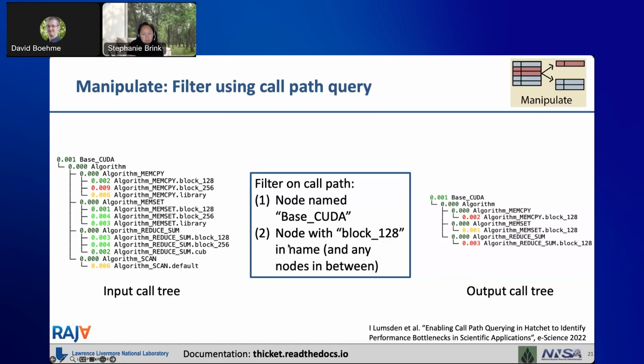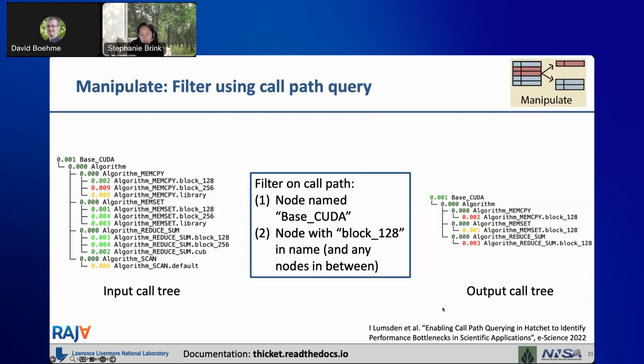And then we're interested in nodes that end or contain block 128, and also maintain any of the nodes in between, right? So from the left to the right, we're only keeping our block_128 nodes, as well as the parent that falls with that. So we get our base CUDA as the root. We're only looking at algorithm, and then we're keeping the children that have this block 128 node in them. There's certainly lots more powerful queries that can be written with the query language.